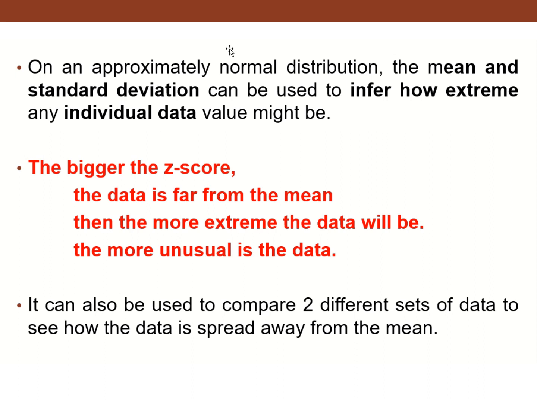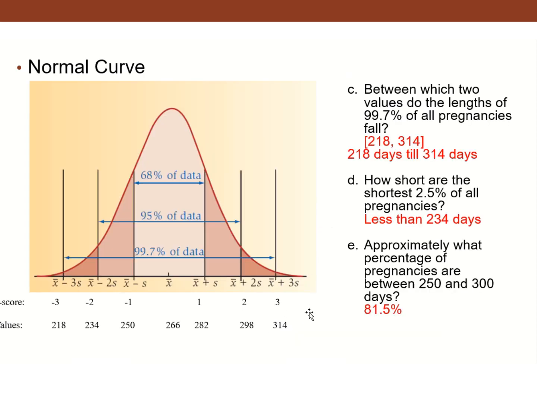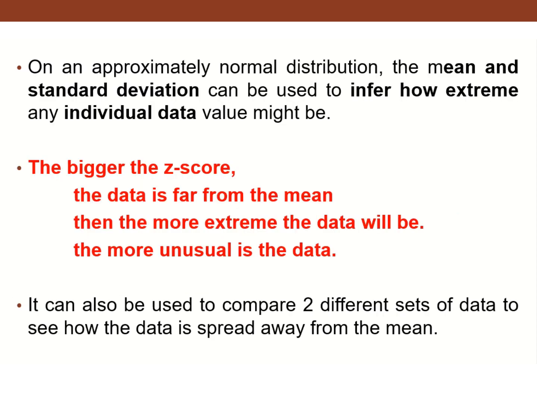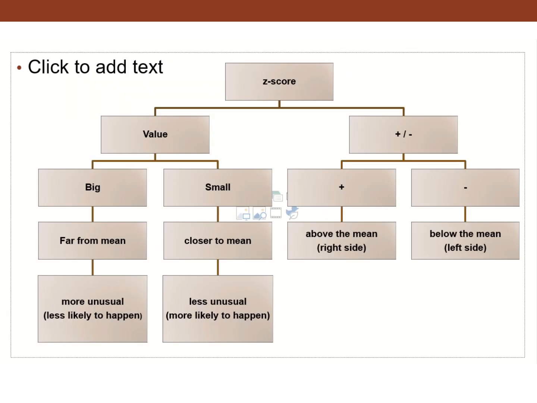Okay, on an approximately normal distribution, the mean and standard deviation can be used to infer how extreme any data could be. The bigger the Z-score, the further the data is from the mean. Like if my Z-score is 4 or -5, you can pretty much see it's very far away from the mean, meaning it's pretty extreme. The further it gets away, the more extreme and unusual it is. You can use it to compare two different sets of data to see whether it is extreme or not. If the Z-score is big, it's far away, more unusual. If it's small, it's closer to the mean.